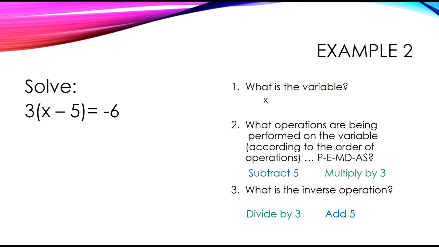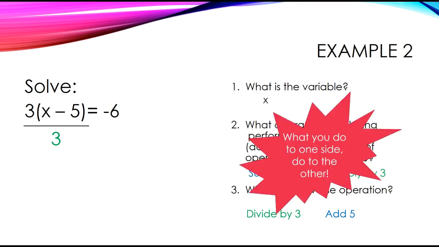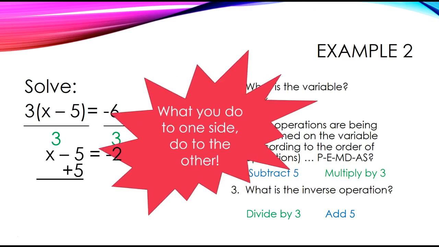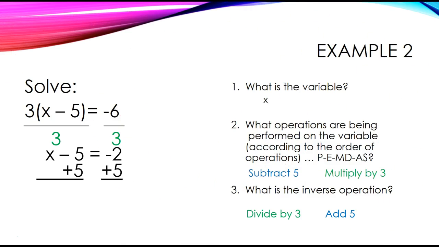So let's first divide both sides by 3. When we simplify, we'll get x minus 5 equals negative 2. Our next job is to add 5 to both sides. And we get x equals 3. And x equals 3 is our answer.